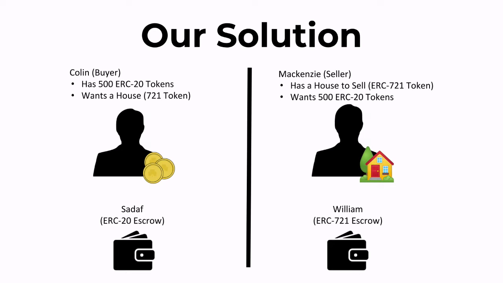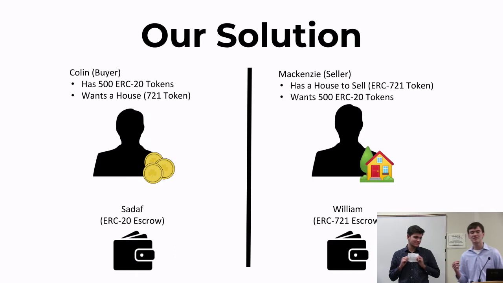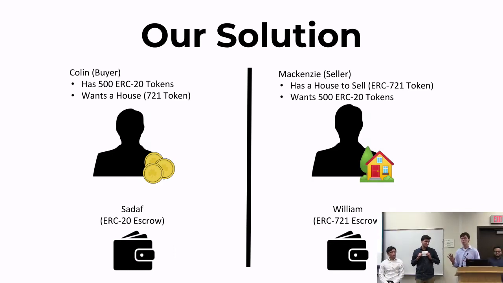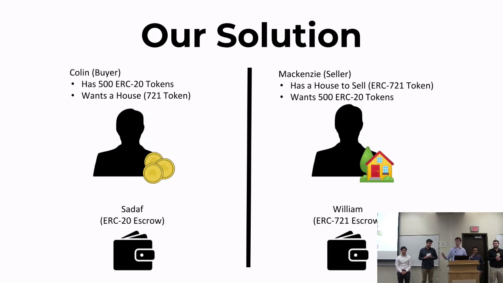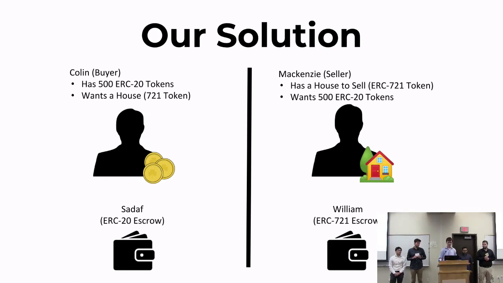Colin over here, he's fresh out of college, has a bit of money, and he wants to buy a house, okay? We have Mackenzie. Mackenzie has a house and he's willing to sell it, okay? So we have Colin over here, his ERC20 is a monetary token, and then we have Mackenzie, he has his ERC721, your loan token, okay? They want to swap with each other, except they are on different networks. So how do you do that, okay?